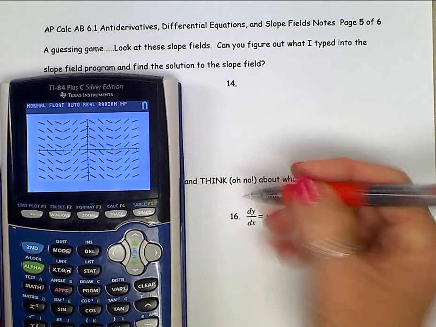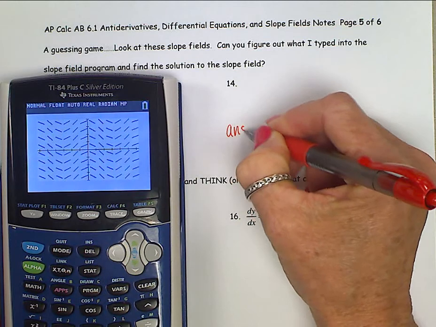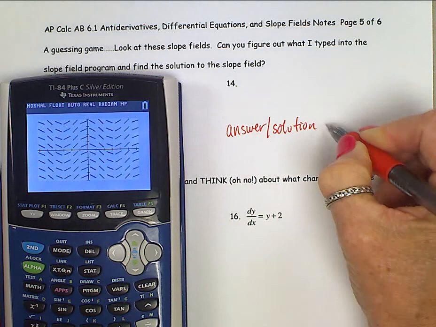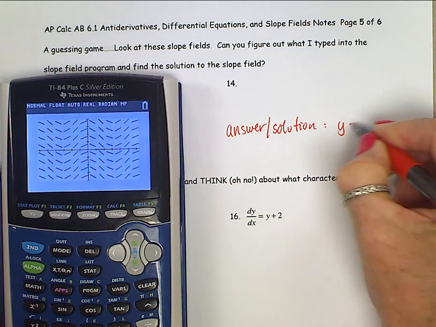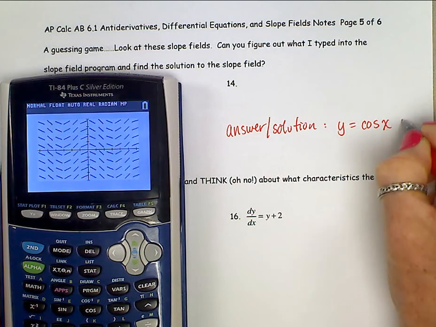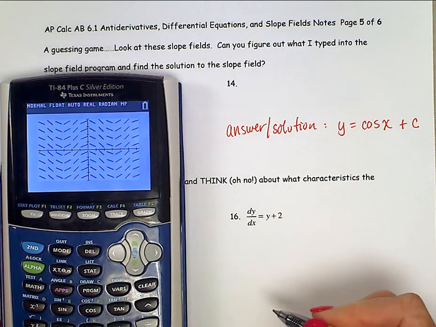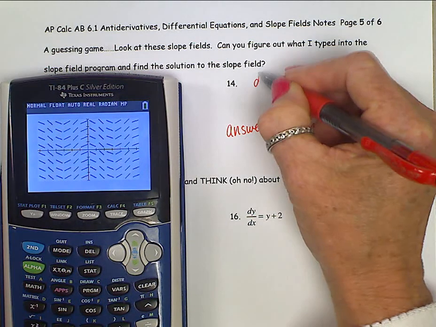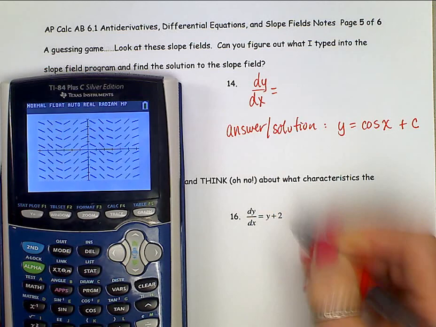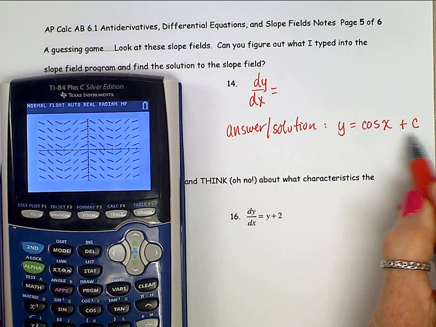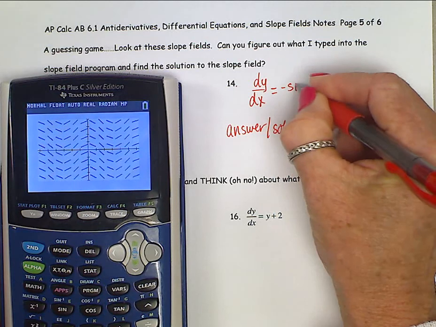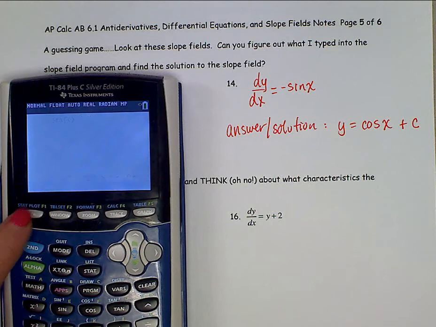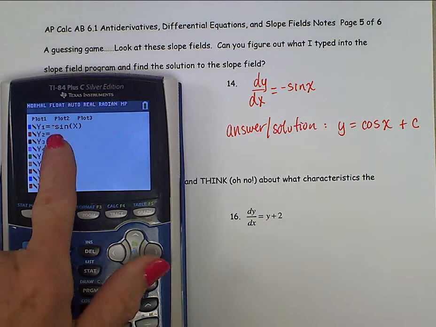So the solution to this differential equation is y equals cosine x plus some c, some vertical shift, plus c, which means then that I must have typed in dy dx. So what's the derivative of this? The derivative of cosine x is negative sine x. And when we check to see what I've typed in under y equals, yes, y equals negative sine x.